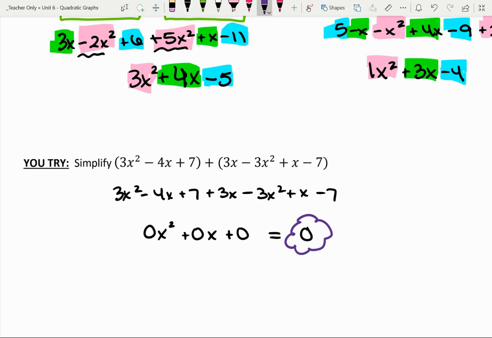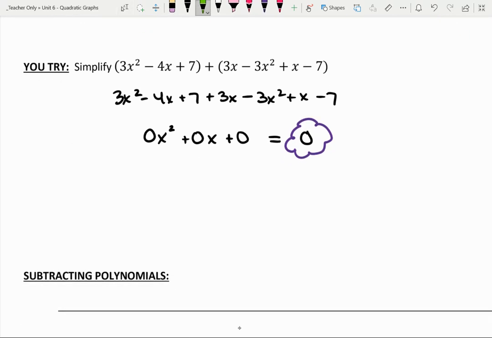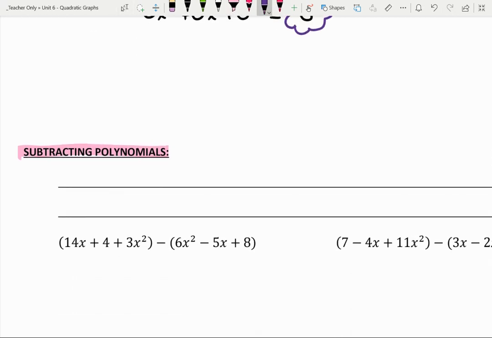So besides adding polynomials by combining like terms, we can also subtract polynomials. Oops, that's supposed to be a highlighter. My apologies. We can always subtract polynomials here. So subtracting polynomials, as it turns out, is exactly the same as adding polynomials.